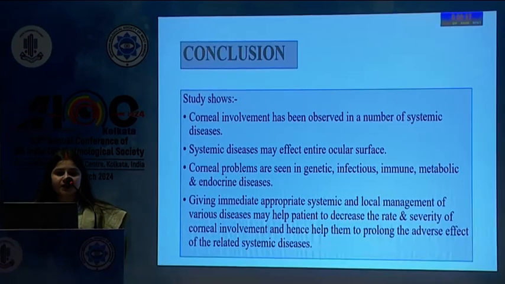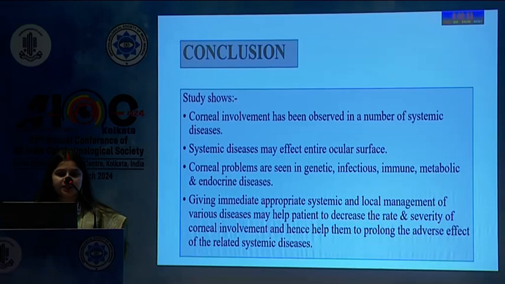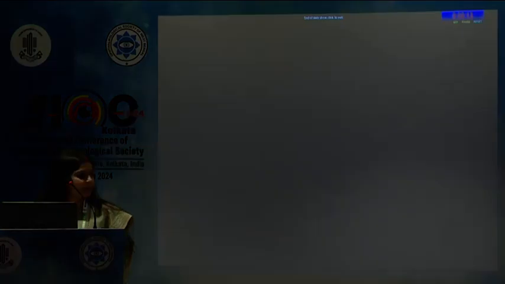Conclusion: my study showed corneal involvement has been observed in number of systemic diseases. Systemic diseases may affect entire ocular surface. Corneal problems are seen in genetic, infectious, immune, and metabolic and endocrine disorders. Giving immediate, appropriate, systemic, and local management of various diseases may help patients to decrease the rate and severity of corneal involvement and hence help them to prolong the adverse effect of the related systemic disease.